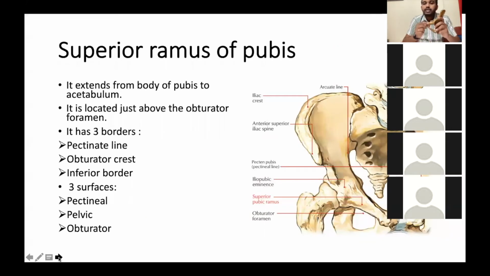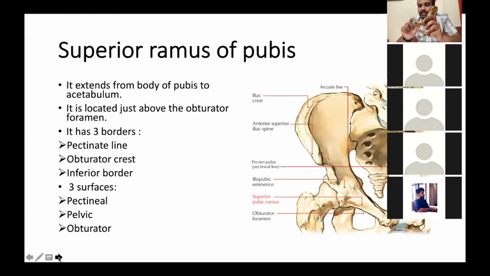Now this is all about the pubis, the body of the pubis. See, in the very first slide I told you that the pubis has got three parts. One is the body of the pubis. Number two is the superior ramus. Number three is the inferior ramus. Now I have discussed the body of the pubis. In this body, I told you, it has got the pubic crest and the pubic tubercle, and this body has got three surfaces: anterior surface, posterior surface, and medial surface. This is all about the body of the pubis.